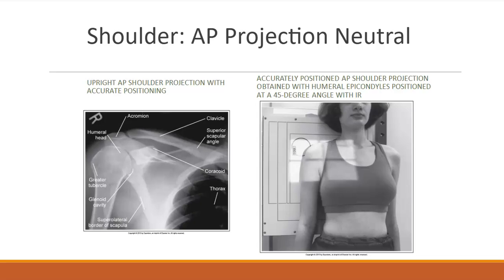The mid-clavicle superimposes the superior scapular angle. The humerus is demonstrated without abduction. In a neutral positioned AP shoulder projection, the greater tubercle is partially seen in profile laterally, and the humeral head is partially seen in profile medially.